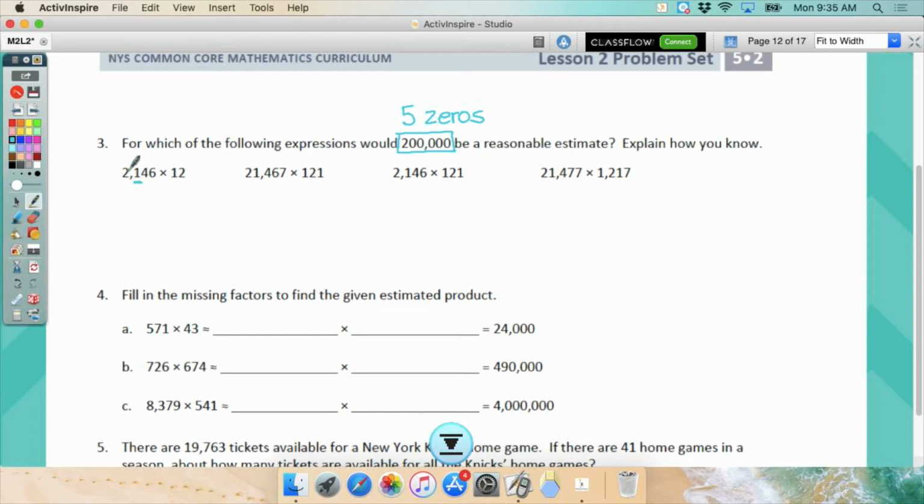So the 1 tells me that the 2 will stay the same, right? And 12 rounds to what? 10, okay? So now let's count zeros. 1, 2, 3, 4. Will this one work? No, we're looking for how many zeros? If I write it, you write it. So get busy writing it.